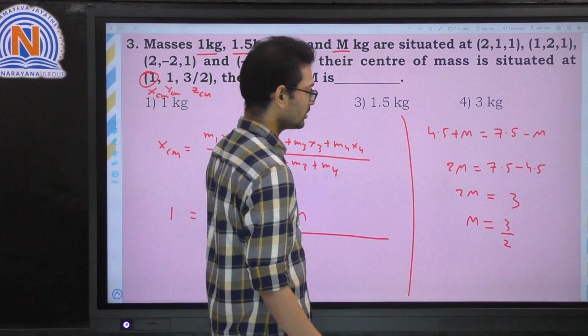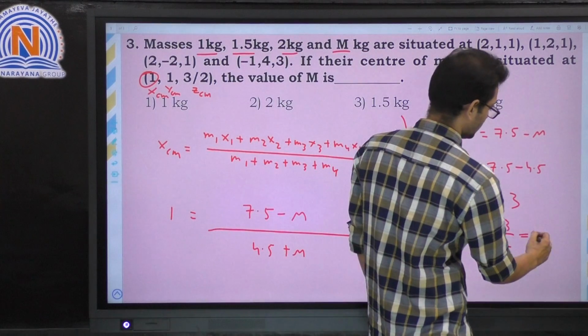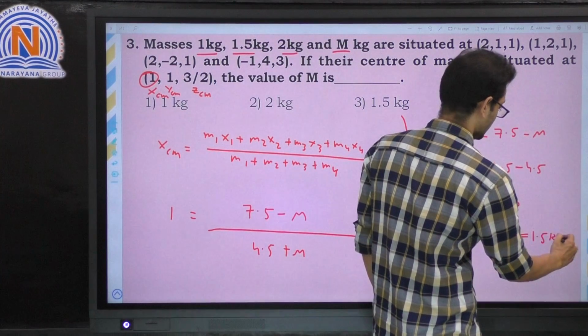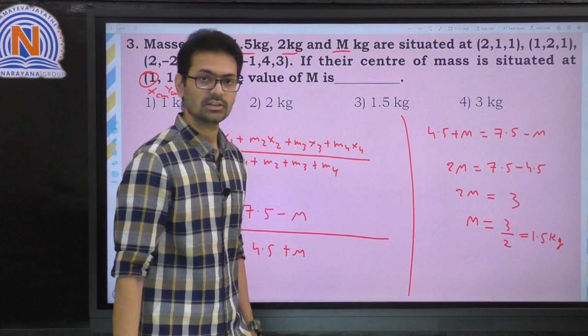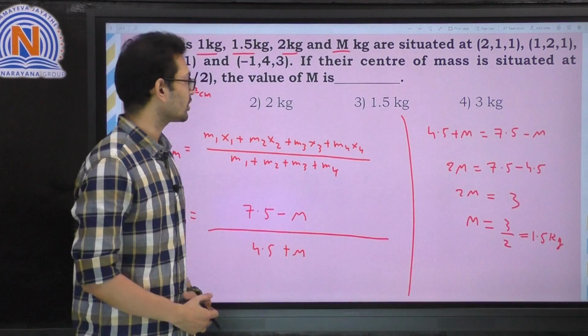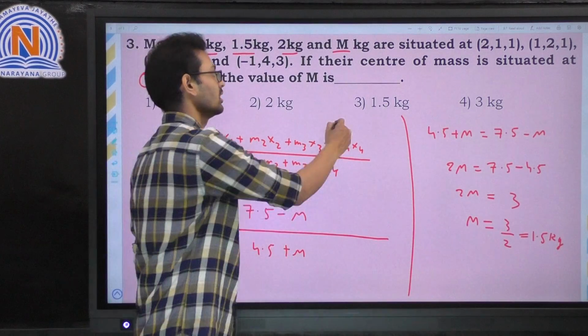So 3 by 2 means you will be getting 1.5 kg. Mass has to be in kg. So your mass is 1.5 kg, and the option is the third option.